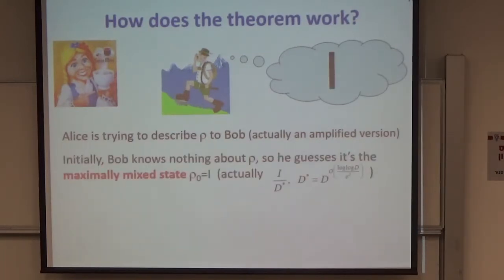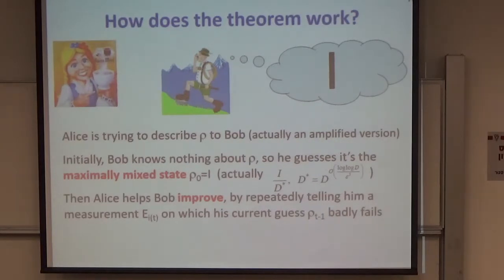So now initially Bob knows nothing about which state, right? The state could be anything. And we're going to model that by saying that Bob's initial hypothesis for what rho is the stupidest possible guess. What's the stupidest possible guess of a quantum state that you don't know? Well, the maximally mixed state, whose density matrix is just the identity matrix divided by the dimension D. Actually divided by what I'll call D star, which is the dimension of this amplified Hilbert space.